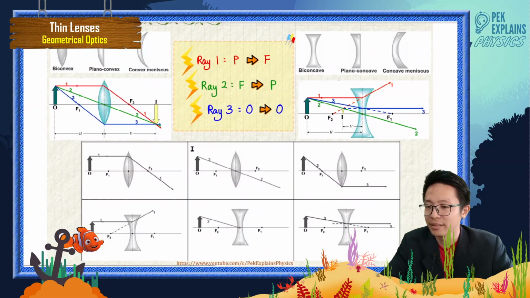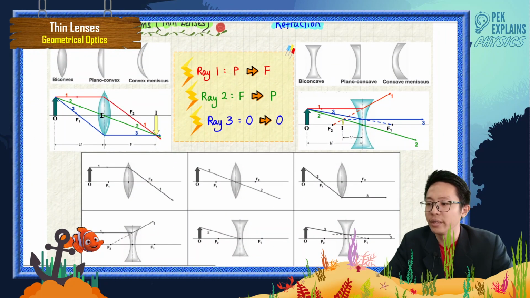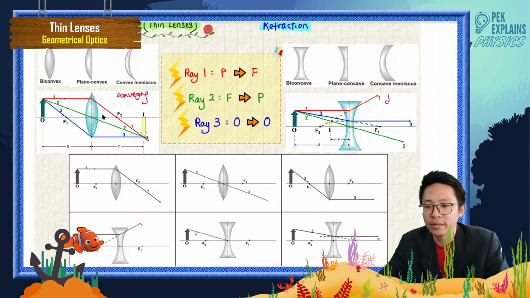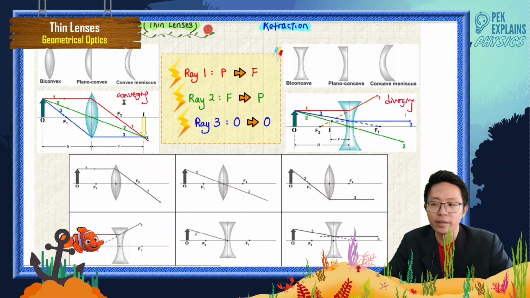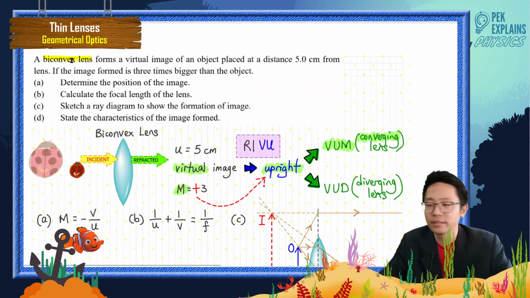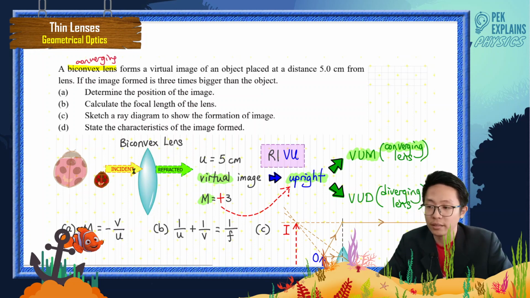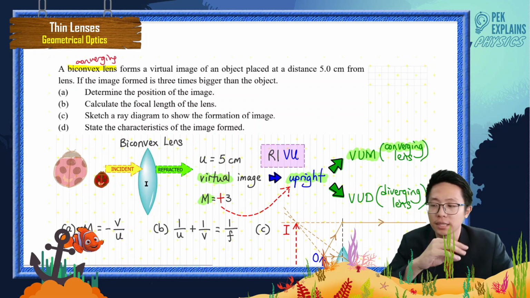The fat guy always focuses a light, so it's always converging. The thin guy is always diverging, isn't it? So we know the fat guy is converging, the thin guy is diverging. So a biconvex lens, of course, is converging. What I can know from my first perspective is that the fat guy always focuses a light, converging.